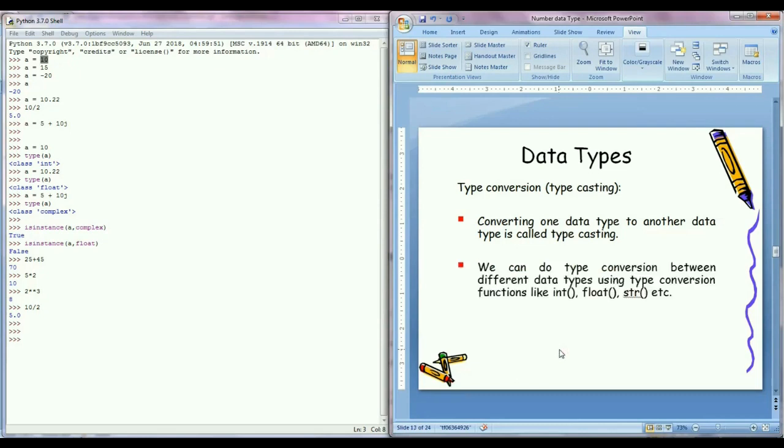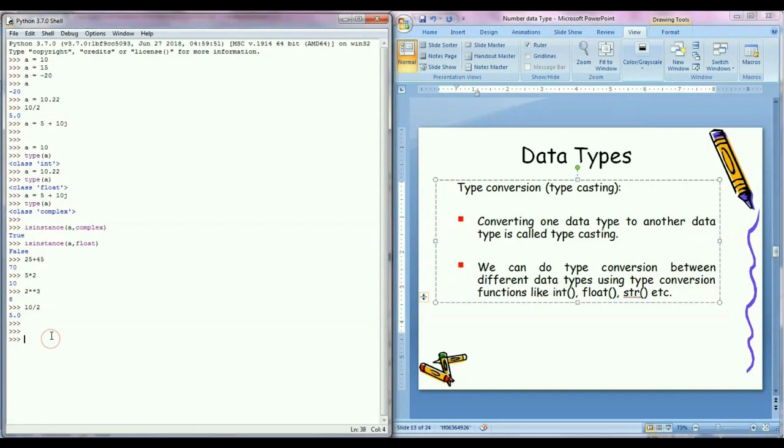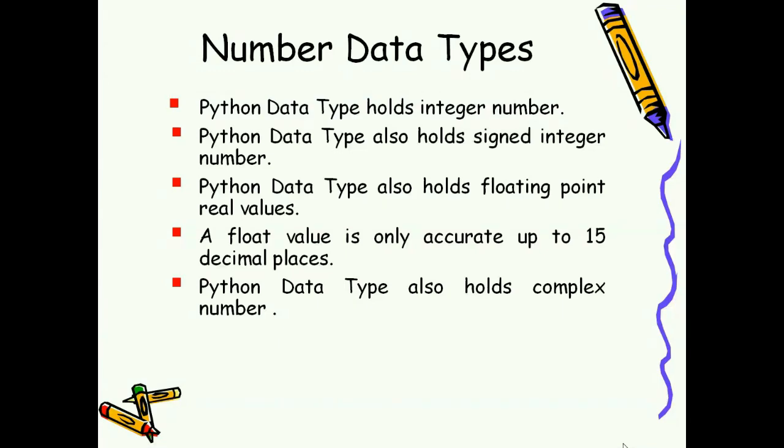We can do type conversion between different data types using type conversion functions like the int function, float function, string function, etc. For example, there is a float value 10.5 and I want to convert it into an integer. For that, I'll just write the int function, and inside the parentheses write this float value 10.5 and press enter. We can see that it is converted to the integer value 10. Similarly, we can convert to another data type also like this. So in this way we can do a lot of things with the number data type in Python.